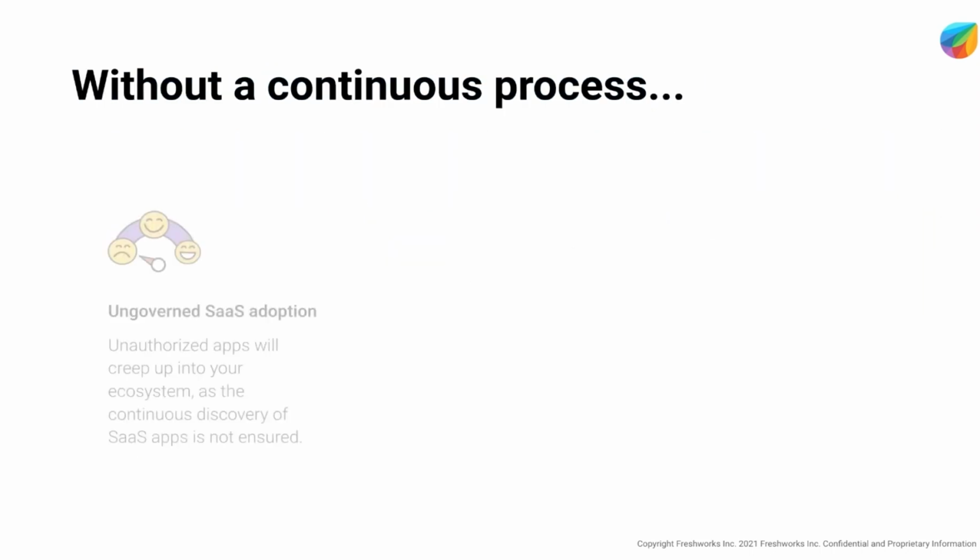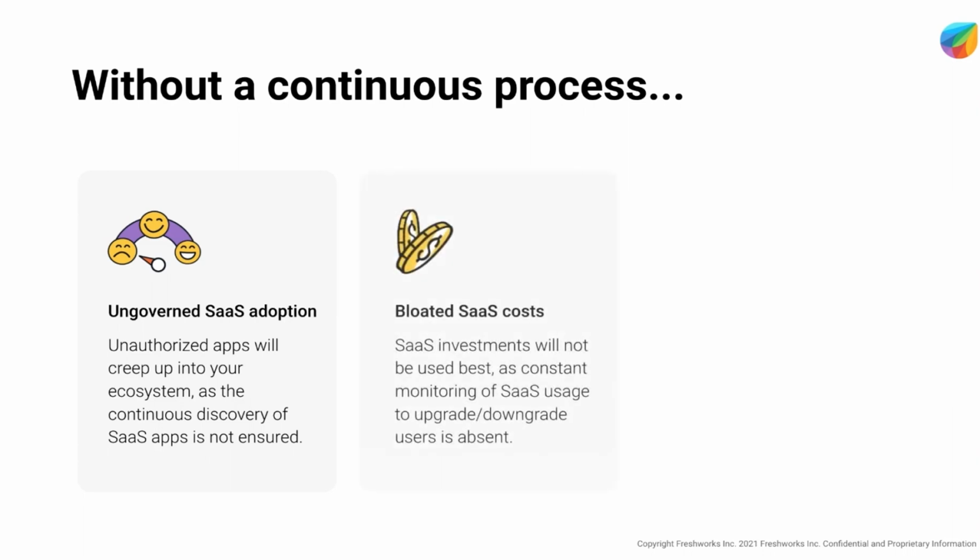What happens without a continuous process is that you will have ungoverned SaaS adoption. Unauthorized applications will constantly creep up into your ecosystem if you do not have a continuous discovery process in place, which gives you updates about the new applications that are being used by your employees in a real-time manner. Secondly, you would have bloated SaaS costs.